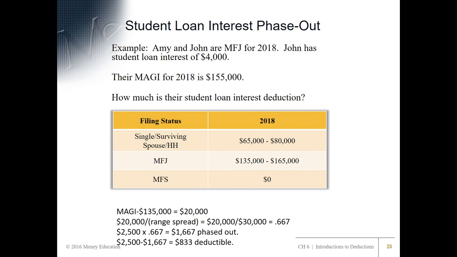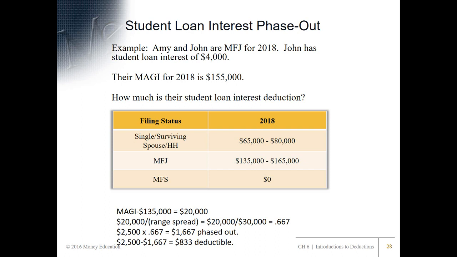So how do you do this calculation? You take their MAGI of $155,000 minus $135,000 to get $20,000. Now this 20,000 is then divided by the range spread. And what is the range spread? Look at married filing joint. The phase-out range is between 135 and 165. So the range spread is the $30,000 range in there. So you take your $20,000 divided by $30,000.